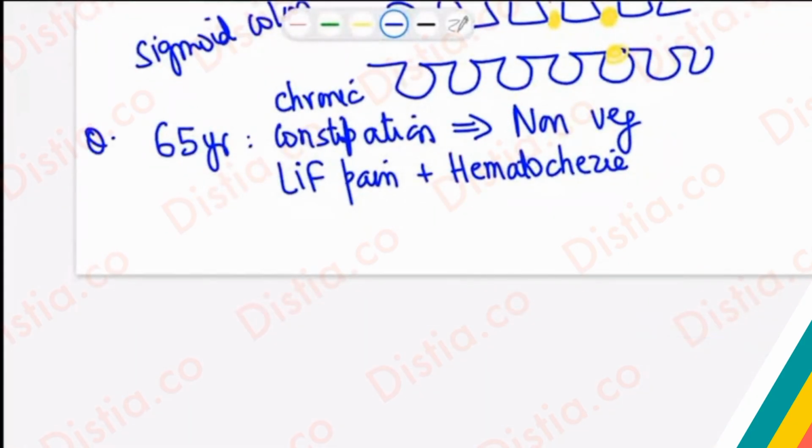So whenever you read this kind of a profile of a geriatric age group patient presenting with excruciating left iliac fossa pain and hematochezia, it is diverticulitis which is to be thought. He will ask you what is the next best investigation. For abdominal emergencies like diverticulitis, you can do a CT abdomen and can make a diagnosis.